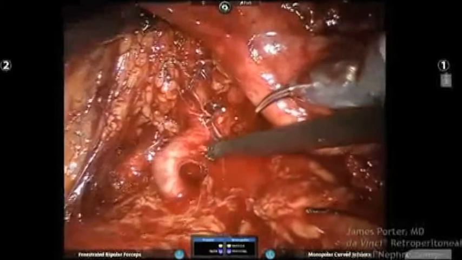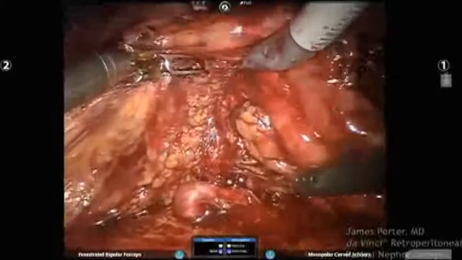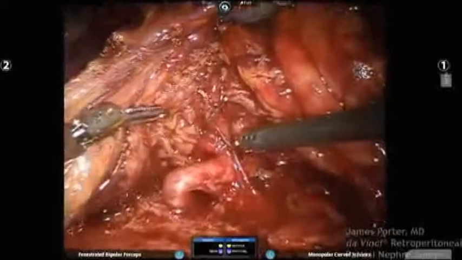Okay. We've got a little hilar vessel here. It's nothing major. It's just running down. It looks like vasa vasorum though, Jim. Looks like a tiny little vasa right on the artery. Here. It's not a big deal. I'm not getting excited about it, but.